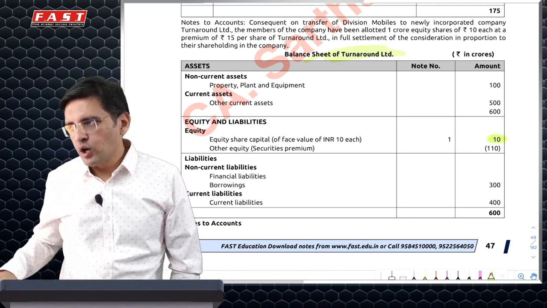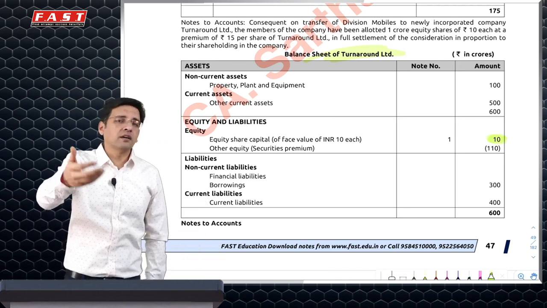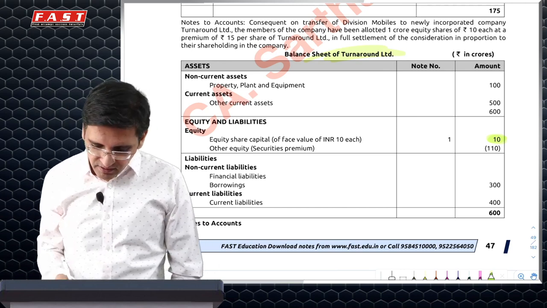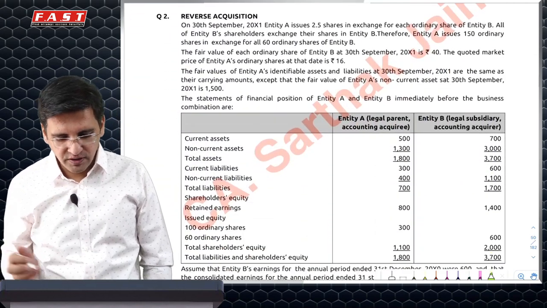Rather, what we have done is we have got net assets of minus 100 and we have paid 110 additionally. So we will have to create a negative reserve of 110. This is definitely not a security premium, it's just a negative reserve of 110. This is the way we will have to present it.